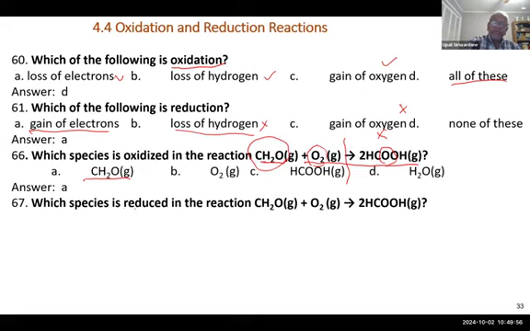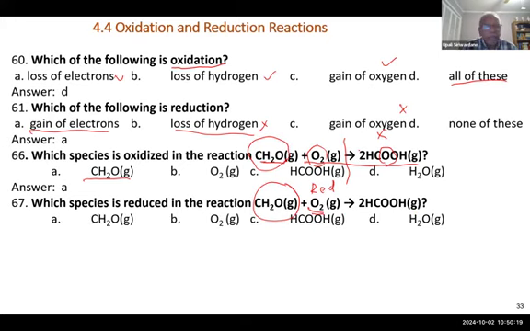Which of the species is reduced? That's oxidized. That's the one. The other one should be reduced. It's the oxidizing agent. Oxygen is the correct answer. B is the correct answer.